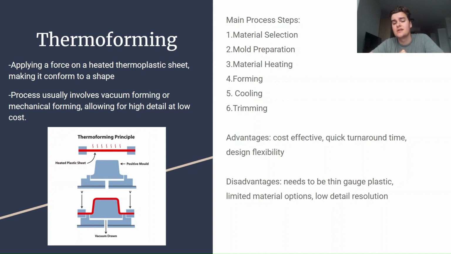The advantage of this process is it's a very cost-effective method with a very quick turnaround time, and it also has design flexibility, as the positive mold can just be switched out at any given point. A disadvantage is that it needs to be relatively thin gauge plastic, as making thick shapes get heated up uniformly and making them bendable is quite difficult. You also have limited material options because they have to respond to heat in a way that could help with the thermoforming, and you usually get very low detail with this process because small crevices are hard to fill.